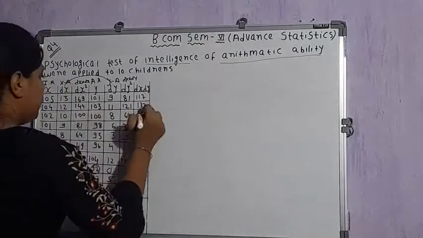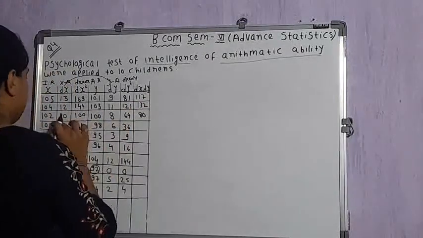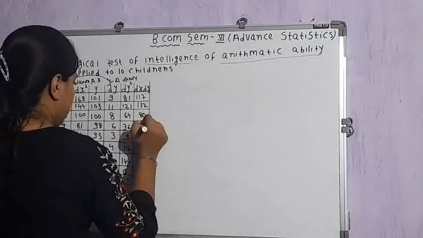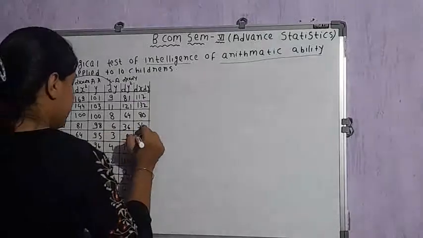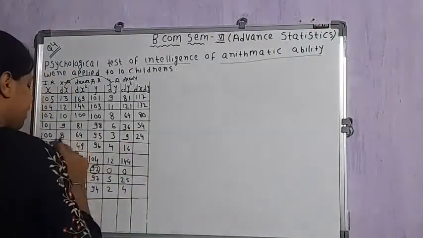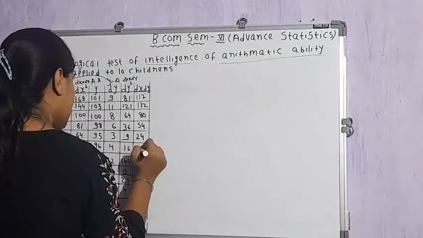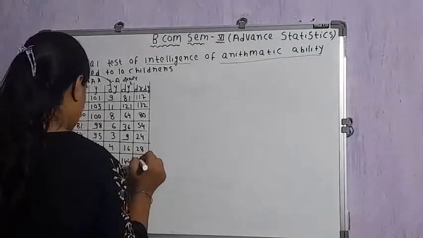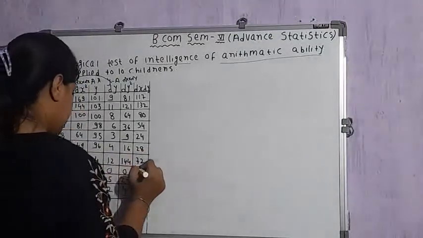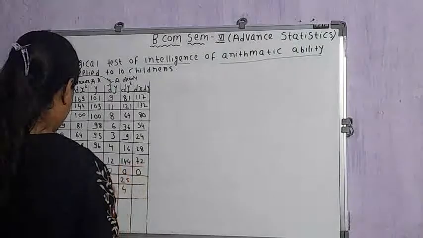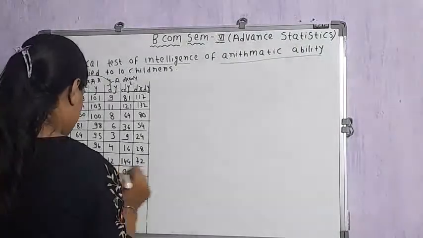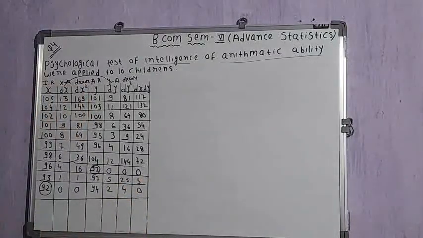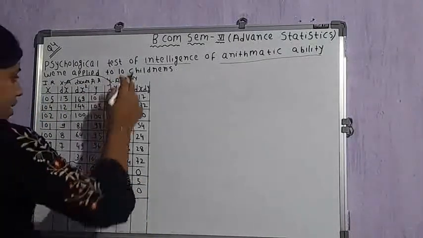Then 10 into 8 would be 80. Then 9 into 6 would be 54. Then 8 into 3 would be 24. Then 7 into 4 would be 28. Then 6 into 12 would be 72. Then 4 into 0 would be 0. Then 1 into 5 would be 5. Then 0 into 2 would be 0. So this way we have calculated the values under the dx dy column as well.